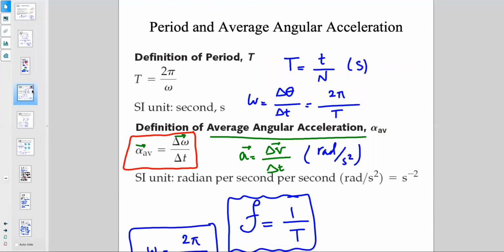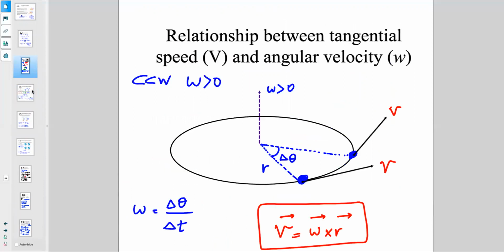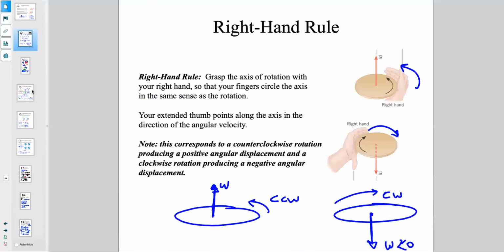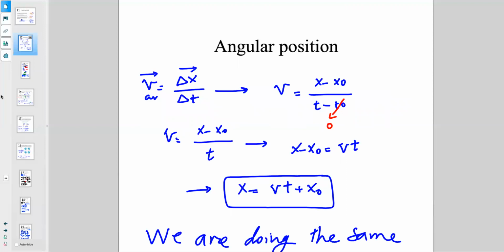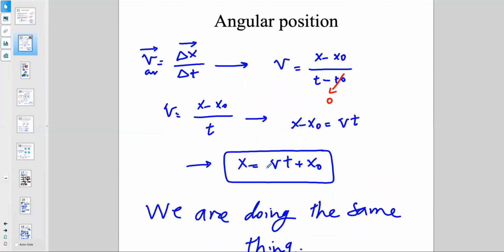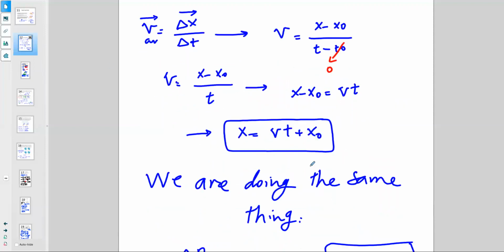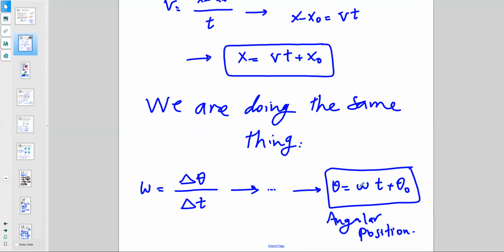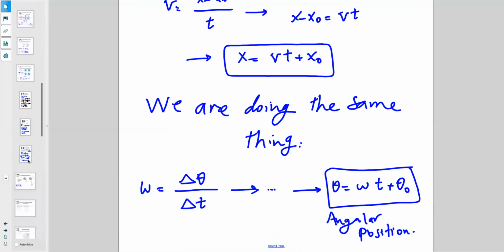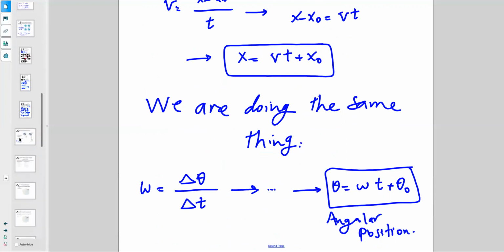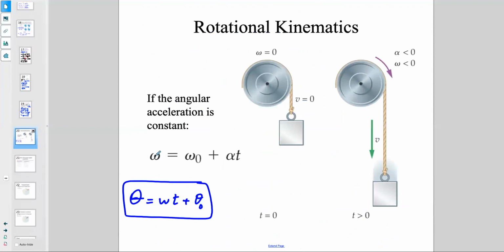Just to show it to you right here. So x was vt plus x0. We do the same thing for rotation. We have theta equals omega t plus theta 0. So you can apply the same stuff to get the rotational kinematics and solve problems with it.